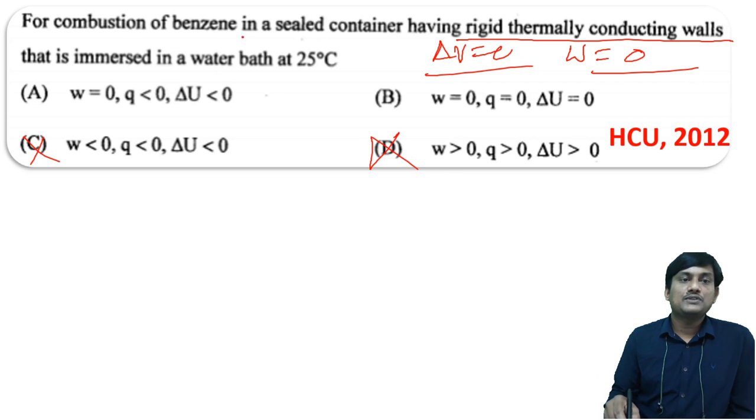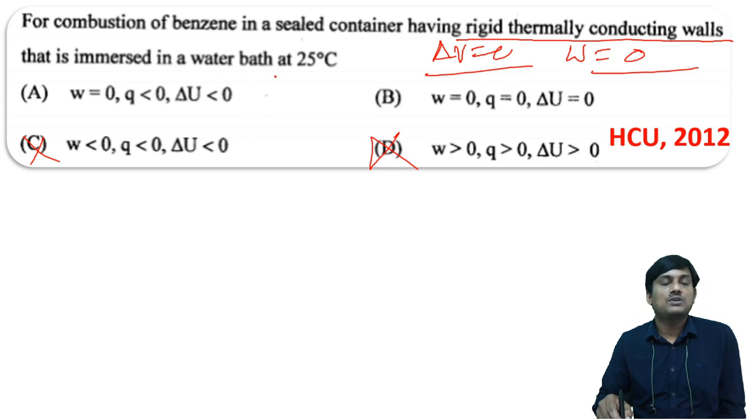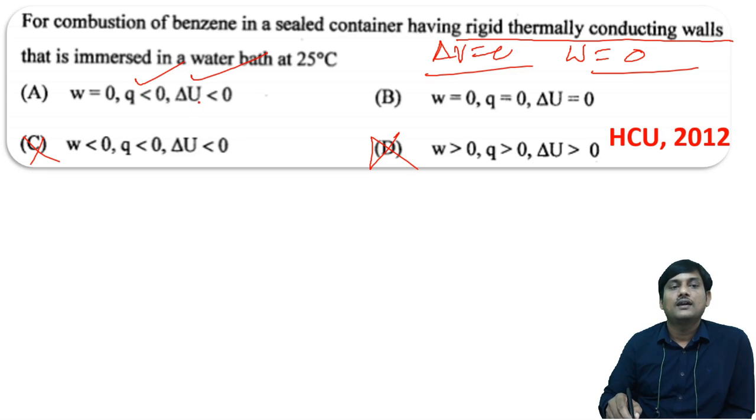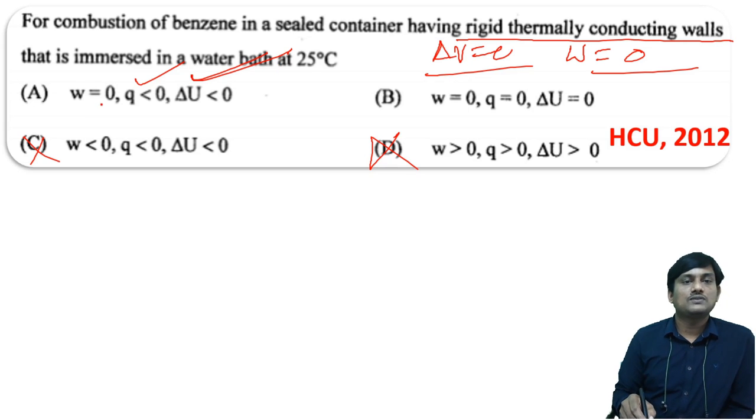And for combustion of benzene in a sealed container having rigid thermally conducting walls, immersed in a water bath at 25 degrees centigrade, there is a transfer of heat from this container system to the water bath. When there is a transfer of heat from this system to the water bath surroundings, there is a decrease in Q value and also a decrease in internal energy. So which one is the correct? W is equal to 0, Q less than 0, delta U less than 0. This one is the correct option.